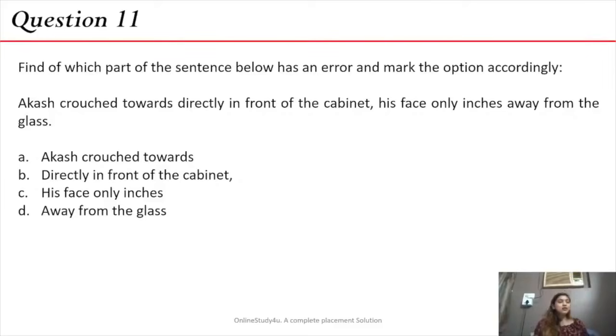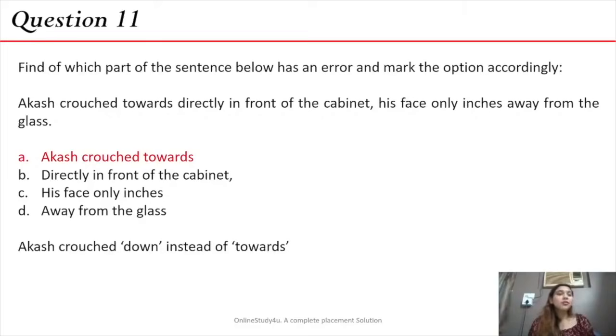All right, I see a lot of answer options coming in. So it's going to be the first part, which I think no one has got correctly. The problem lies with "Akash crouched towards." It's not going to be towards, it's going to be Akash crouched down directly in front of the cabinet and his face only inches away from the glass. Okay, so the correct thing is Akash crouched down, and it's not Akash crouched towards.